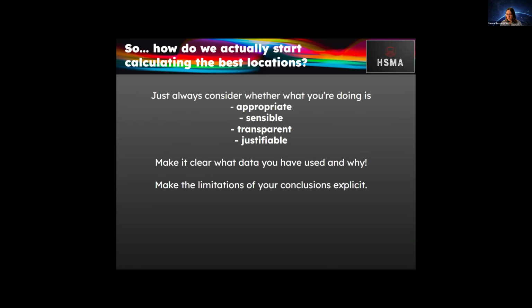So always just consider, when you're making these adjustments to what your demand figures might be, whether they're appropriate, sensible, transparent, and justifiable. Make it clear what data you've used and why you've done it, and make the limitations of your conclusions explicit. When we get to module 8 and start talking about Quarto and literate programming, being able to weave together a report that has code outputs and text is a great way to include this additional information, written right in with your code, so it's clear as day and can't be missed.